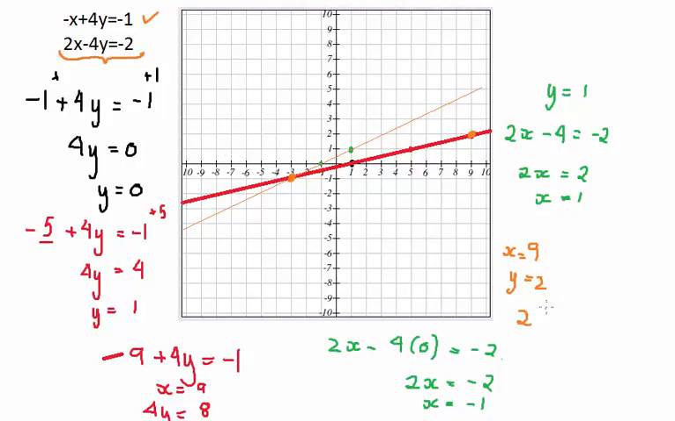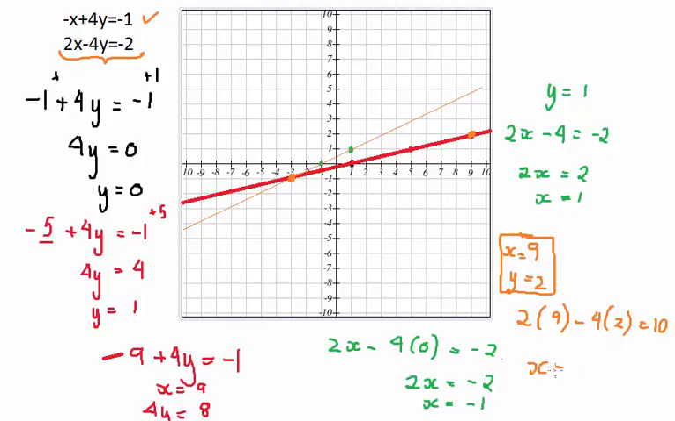So for example, 2 times 9 minus 4 times 2, what does that give me? That gives me 18 minus 8 is 10. And I want it to be negative 2. So this point doesn't work to solve both equations. But this point will work to solve both equations. It's the solution.